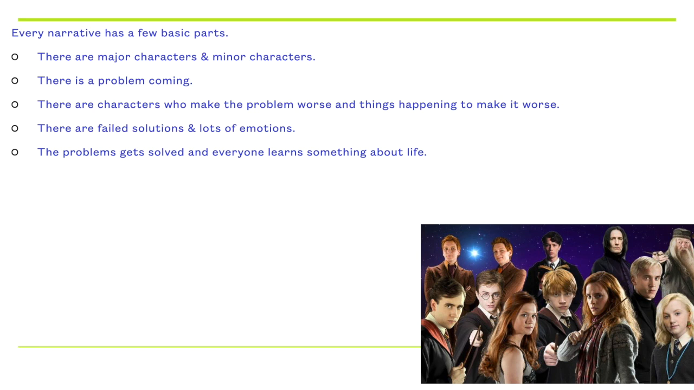And then finally, at the end of each book or each movie or the whole series, the problem gets solved and everybody learns something about life. So Snape taught us one thing about life, and the Weasley brothers, they taught us something else. And that's what made this Harry Potter franchise so great, because every single book followed this formula.